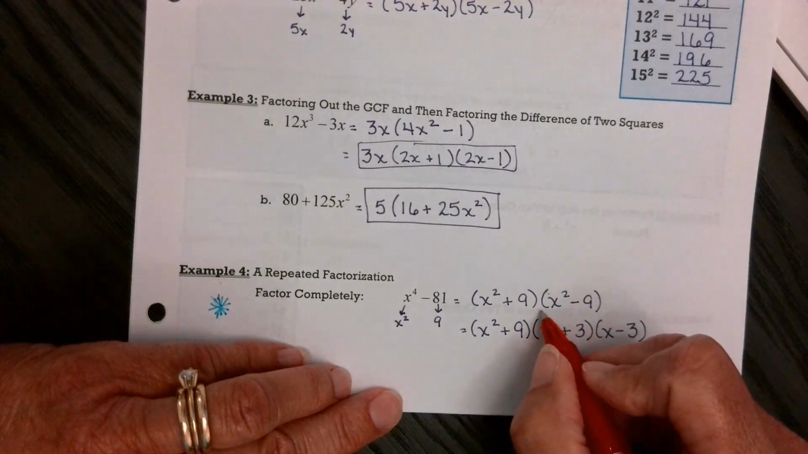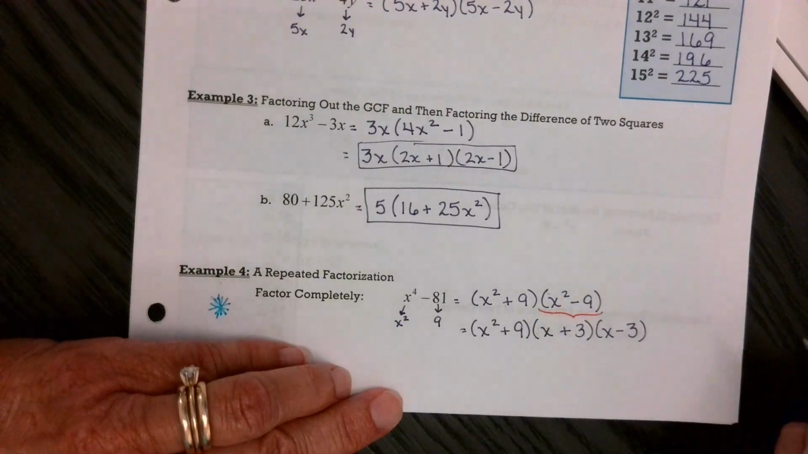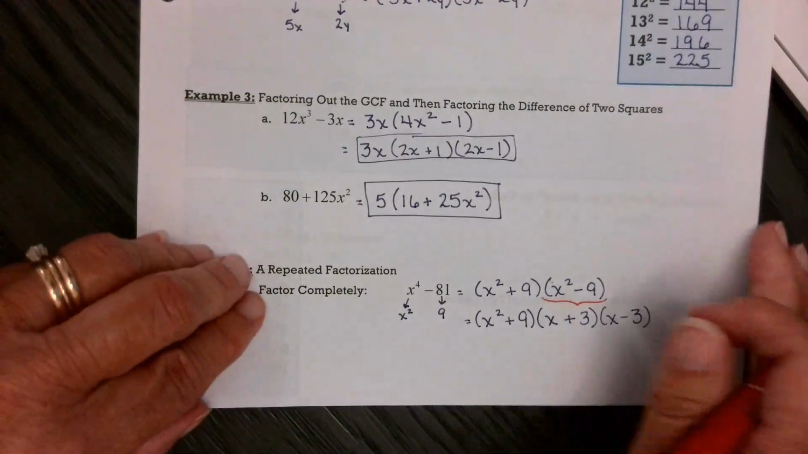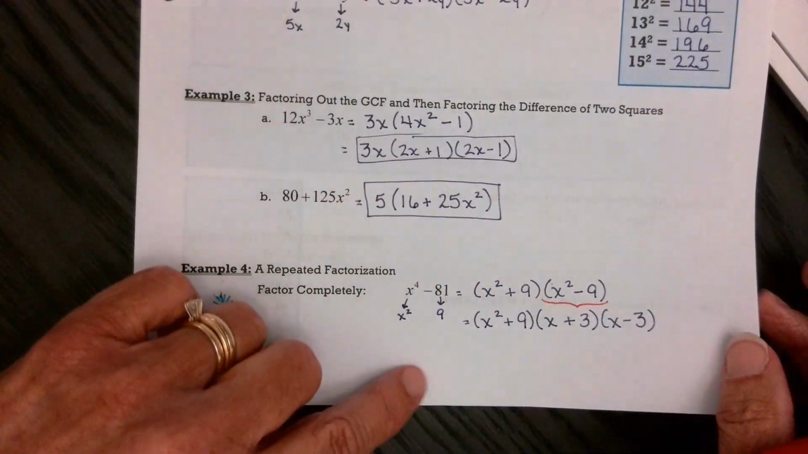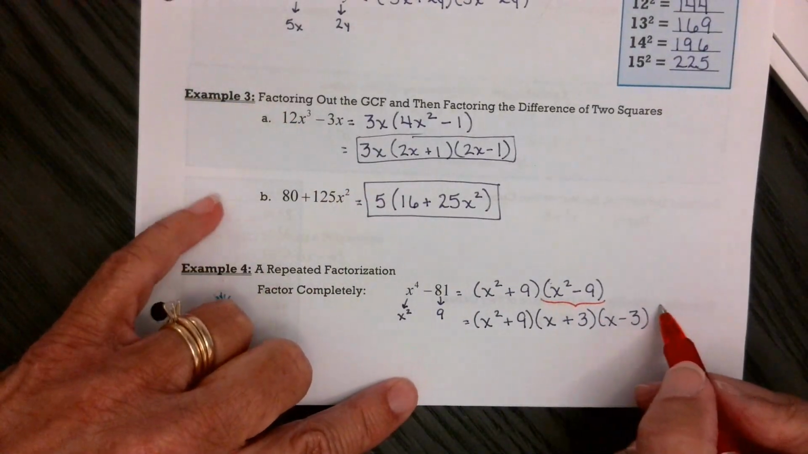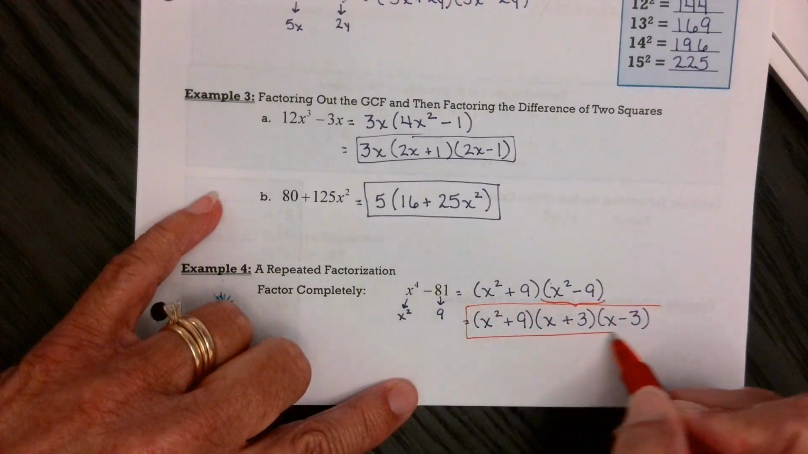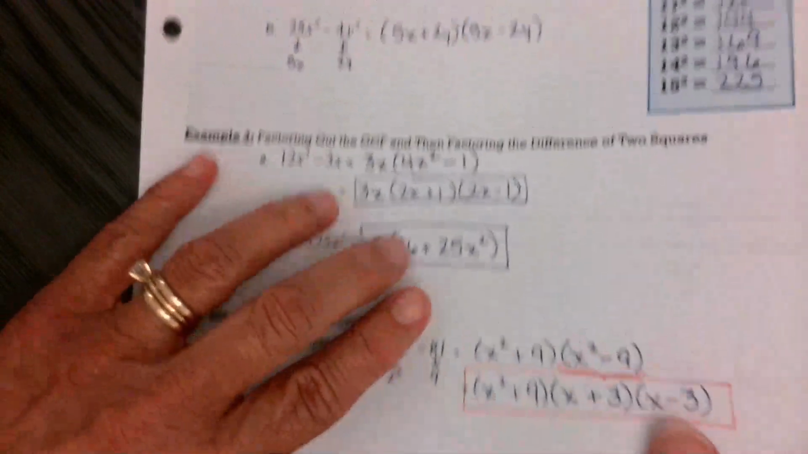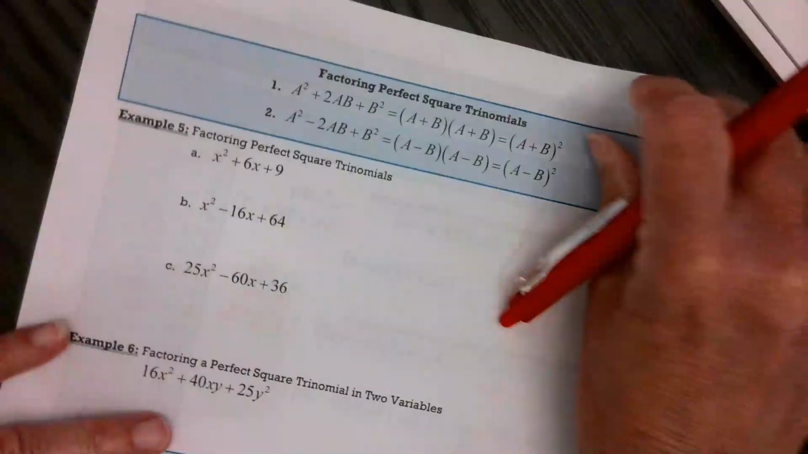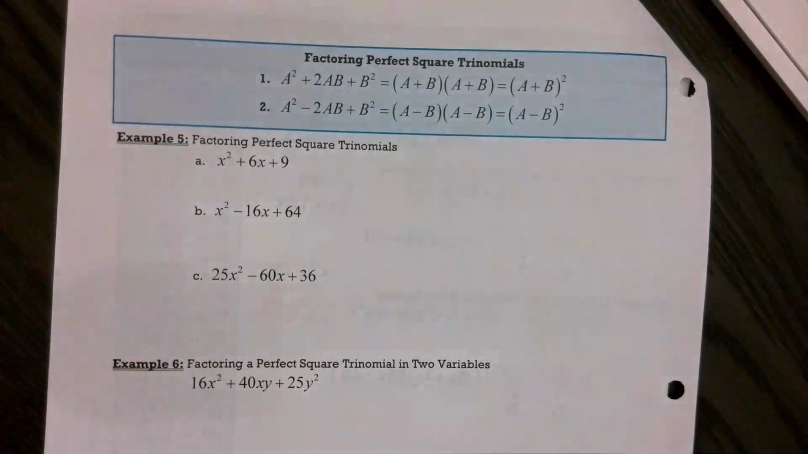Okay. So this factors like these two. All right. I like that problem. Make sure you are always checking for that. Hint, hint. Okay. Perfect square trinomial.